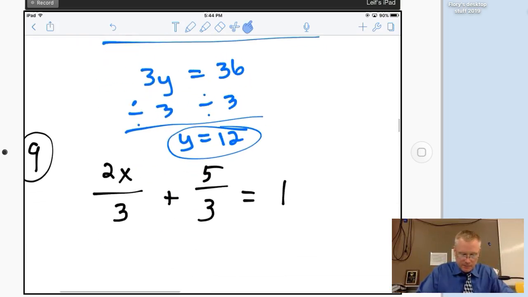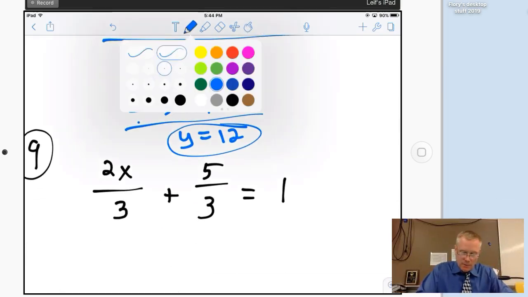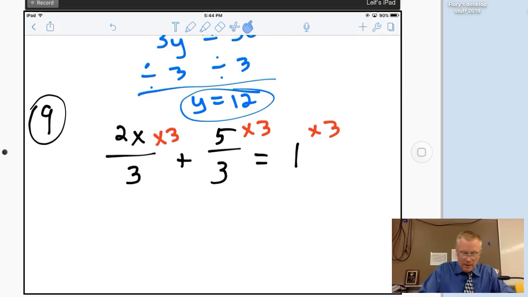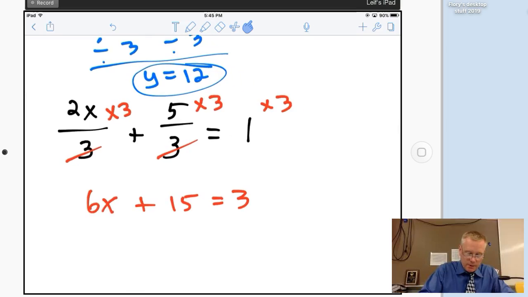Okay? This one, probably the hardest question on the quiz in some ways. I want common denominators, or to get rid of them, so I'm going to multiply everything by 3. And when I do that, all these denominators go away. Whoop, whoop. And I'm left with 2x times 3 is 6x, 5 times 3 is 15, 3 times 1 is 3. And now this became a lot easier to solve.